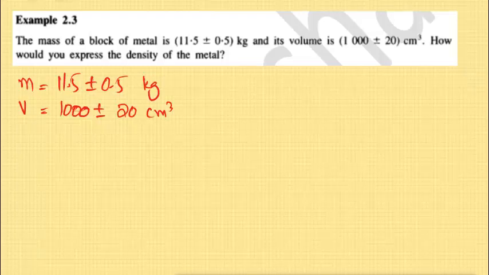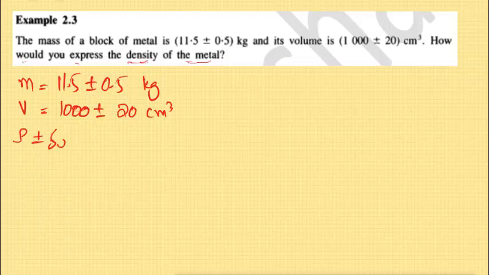Now what the examiner expects is: how would you express the density of the metal? When they say how would you express the density of the metal, they actually want you to calculate the density along with the error in density. This is a very good question to understand all the concepts, so this is something that you need to figure out.